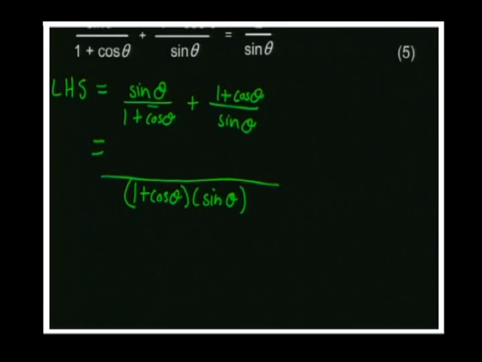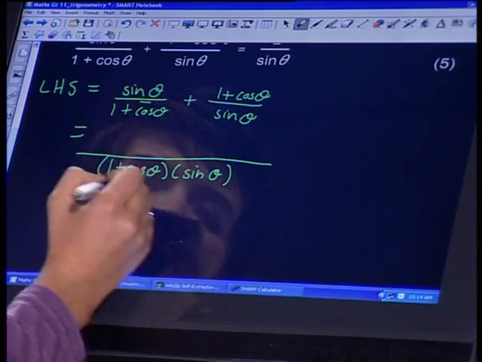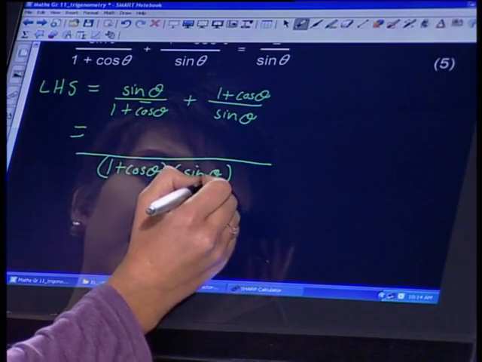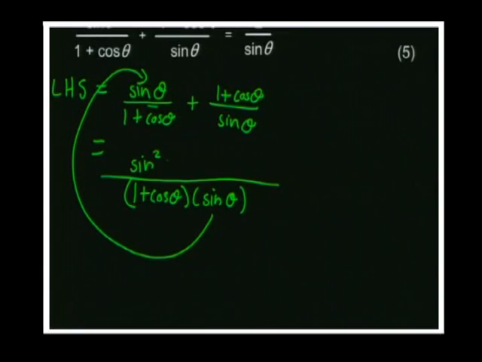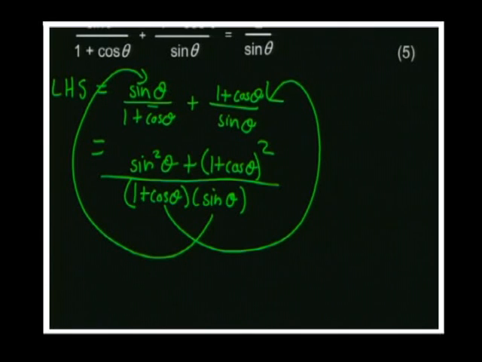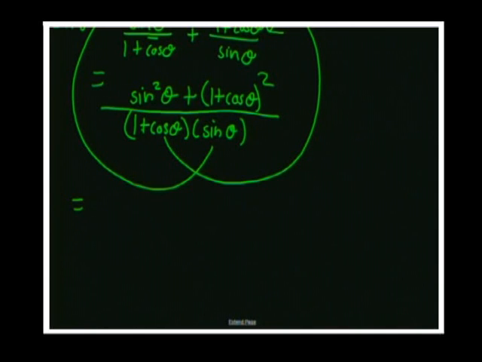So, what do I need in this denominator to make it look like that one? I need a sine theta. So sine theta is multiplied by the top. So you get sine squared theta at the top. What do I need in this denominator to make it look like the big one? 1 plus cos theta, which is then multiplied by the top, which is the same bracket. So I'm just going to say 1 plus cos theta squared. Okay, let's start simplifying at the top. You get sine squared theta plus 1 plus 2 cos theta plus cos squared theta.